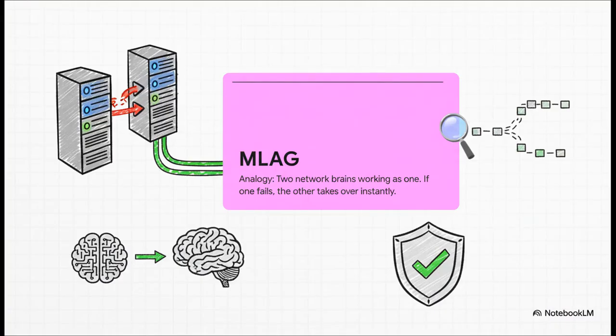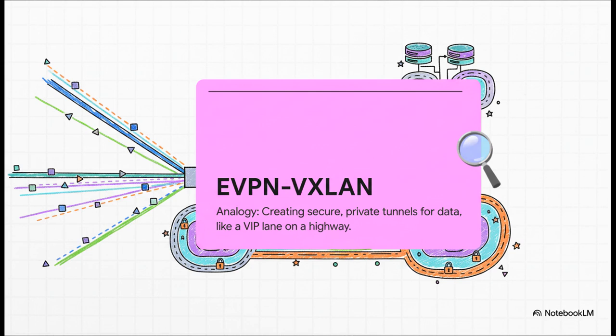First up, MLAG. The analogy here is two network brains working as one, and that's pretty spot on. It lets two completely separate switches act like a single, ultra-resilient unit. Why does that matter? Because if one of those switches dies, the other one takes over instantly, no interruption. And when downtime can cost a company thousands of dollars a minute, that kind of seamless failover isn't a nice-to-have, it's a must-have.